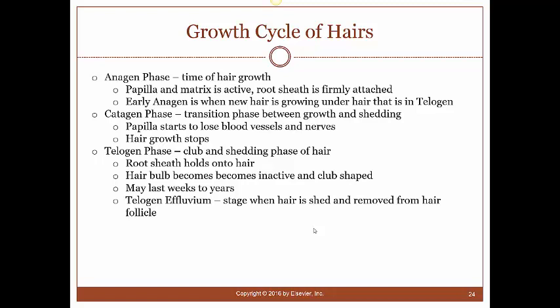And then finally the internal root sheath will let go of the hair and allow the hair to actually be lost, and that's what we call telogen effluvium, which is the stage where we actually have shedding, where multiple hairs in telogen are lost. It's important to know that, once again, telogen can be as short as weeks and as long as many years depending on the hair.